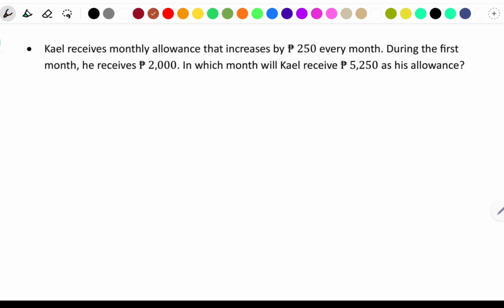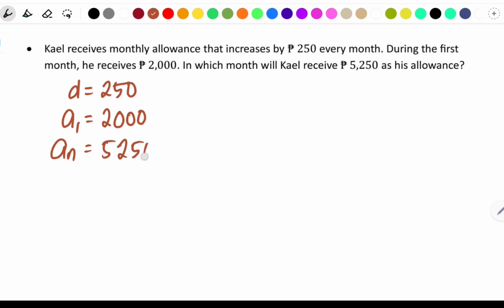Let us write the given. We have a 250 pesos increase every month, so that is the common difference. First month, 2,000, so that is A sub 1. And A sub n is 5,250. We are asked of n, in which month.